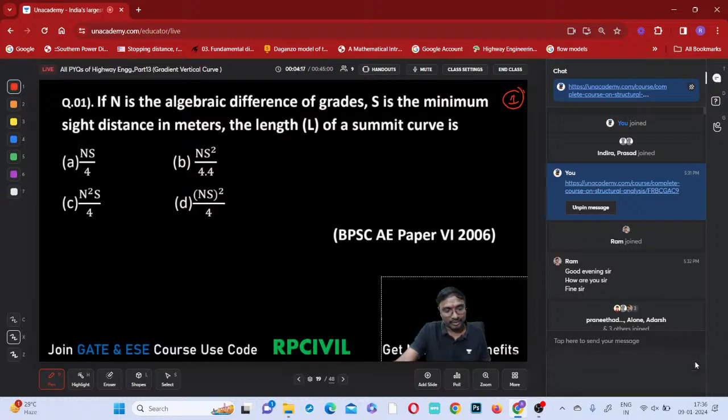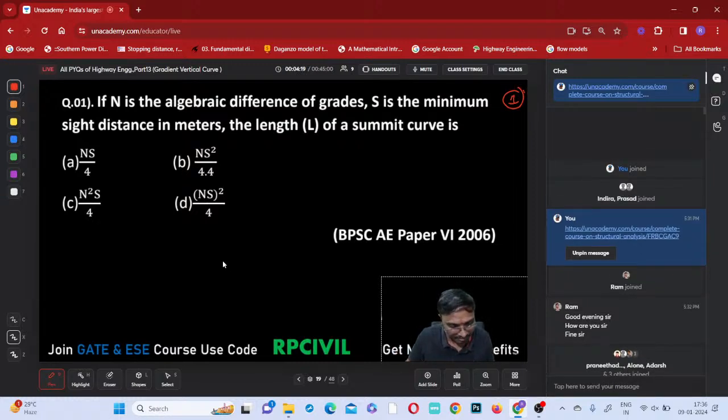Right. So what is it you can say? If N is, Prince Kumar also answered correctly. Very good, from YouTube. If N is the algebraic difference of these grades, you can say net deflection angle, S is the minimum sight distance in meters, then the length of this summit curve is? What is the minimum sight distance? Minimum sight distance, or this absolute minimum sight distance, will be SSD only.